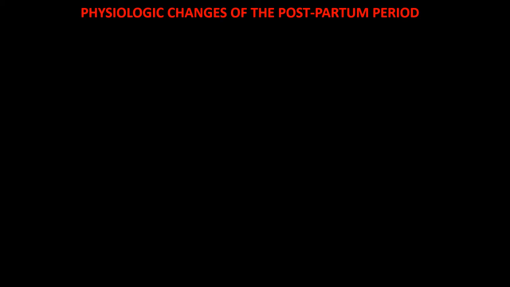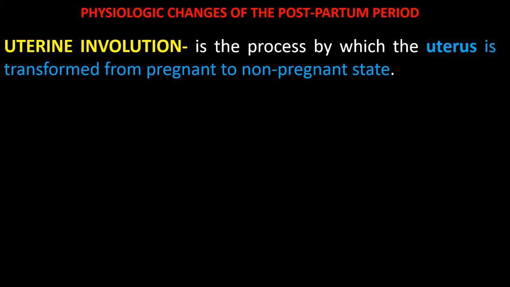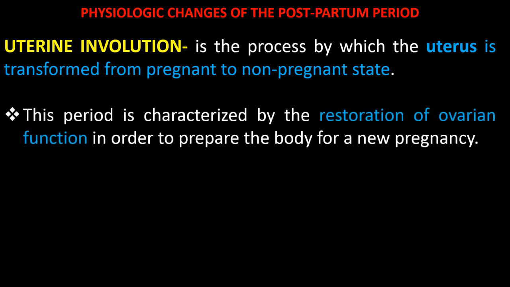So what are the physical changes that occur in the postpartum period? Number 1 is uterine involution. When we say involution, it is the process by which an organ goes back to its original size or shape. So when we say uterine involution, it is the process by which the uterus is transformed from pregnant to non-pregnant state. So since hindi na occupied yung uterus, there is no reason for it to remain stretched. So it will contract to return to its normal size and position.